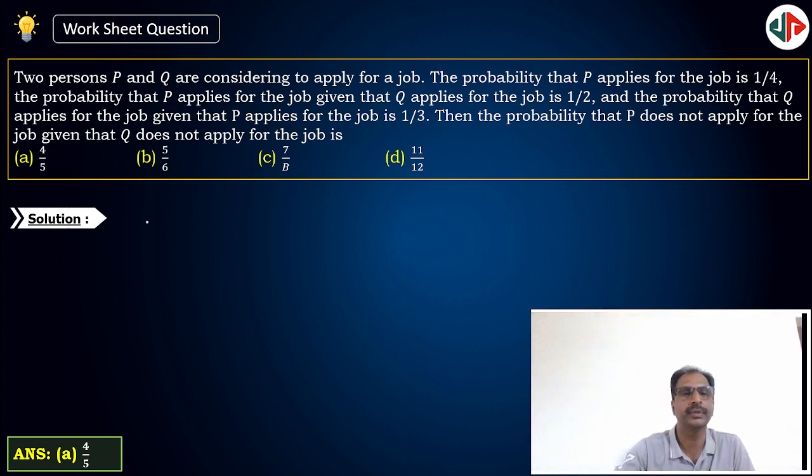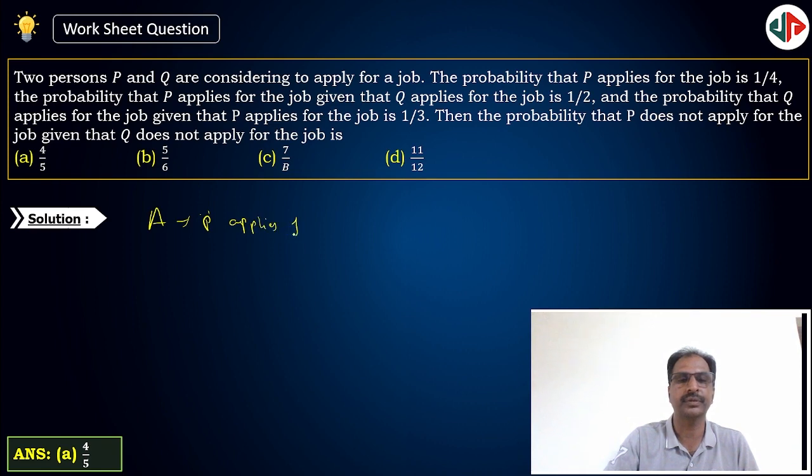Next, two persons P and Q are considering to apply for a job. The probability that P appears for the job is 1 by 4. Let us say A denotes the event that P applies for a job. B denotes the event that Q applies for a job.